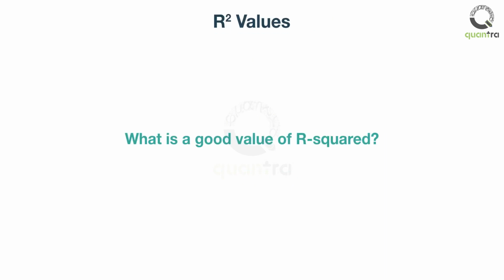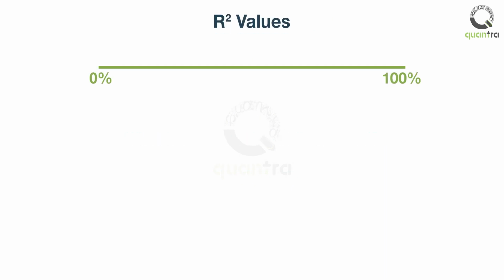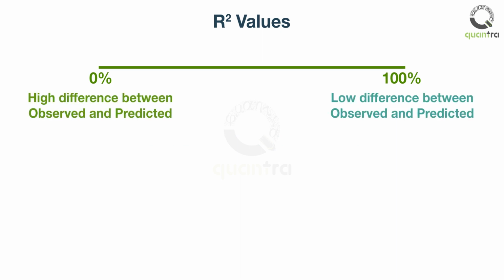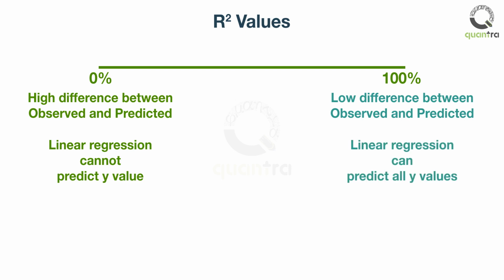What is a good value of R-squared? R-squared value ranges between 0 and 100%. Higher R-squared values represent smaller differences between the observed value and predicted values. An R-squared value of 0% means the linear regression line cannot predict the y values. On the other end, an R-squared value of 100% means that x can accurately predict the y values.